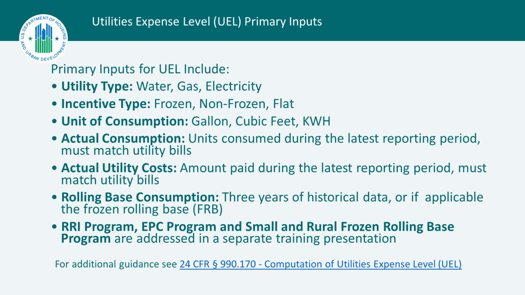The Rate Reduction Incentive, or RRI program, the Energy Performance Contract, or EPC program, and the Small and Rural Frozen Rolling Base program impact the completion of the 52722 and require nuanced explanations. These are addressed in separate training presentations. For additional guidance on UEL, please see 24 CFR Section 990.170, Computation of Utilities Expense Level, or UEL.